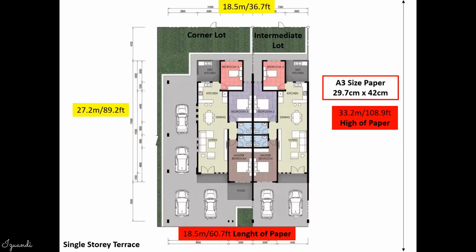So you need to orient your drawing to make it portrait. So the height will change into 42 centimeters of paper. Okay, so how are you going to fit the height of the drawing of 33.2 meters into 42 centimeters of paper? So what scale should you use for A3 size?